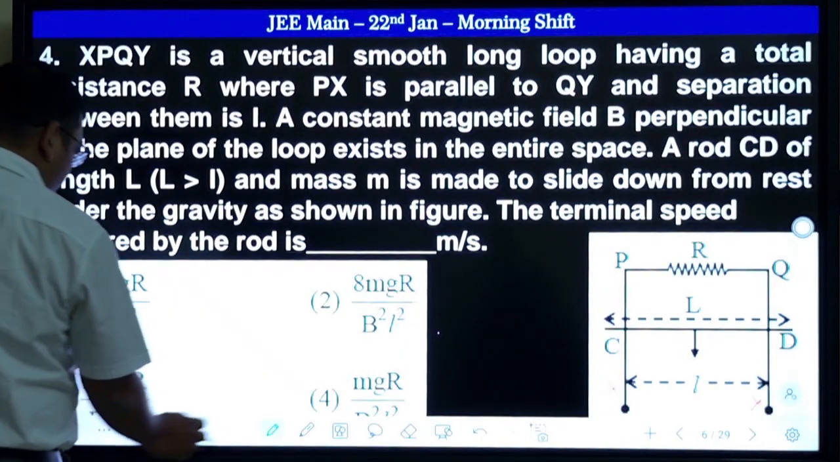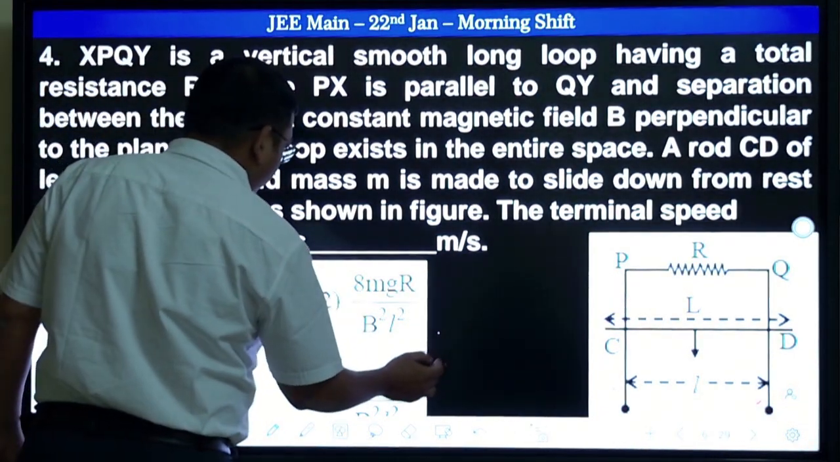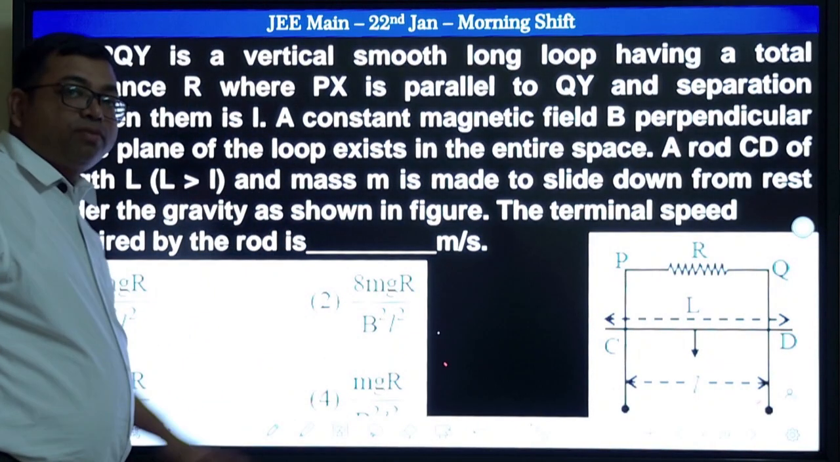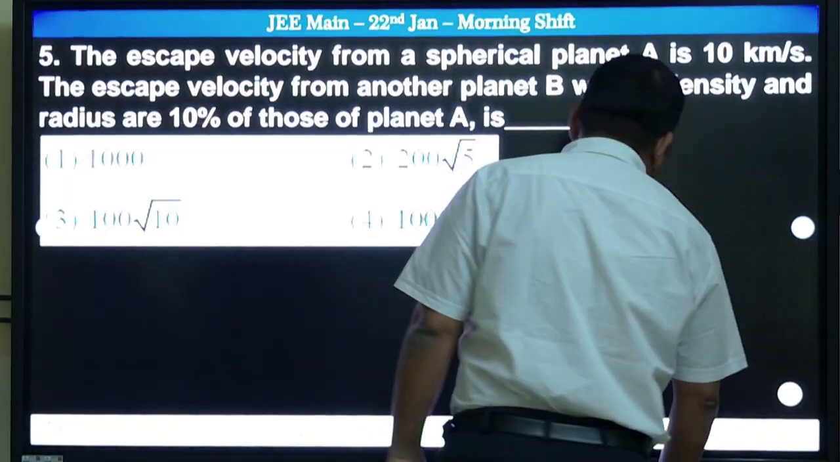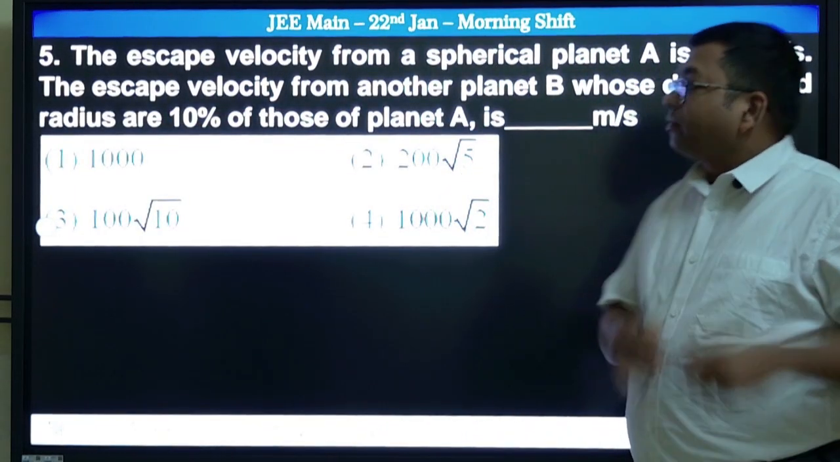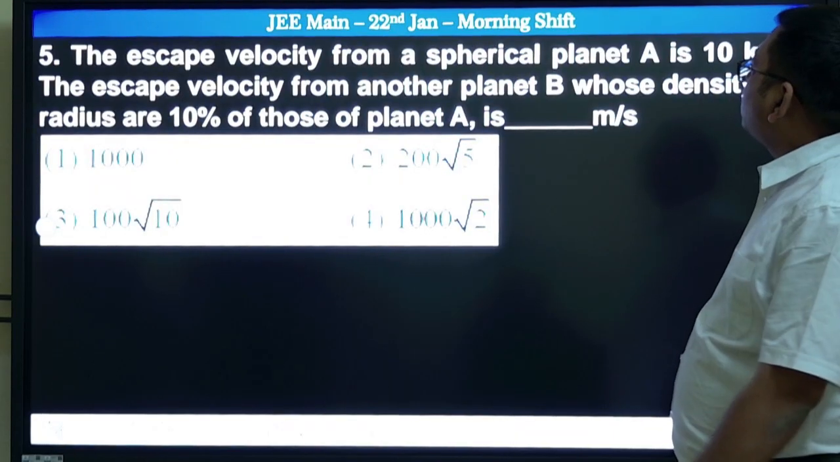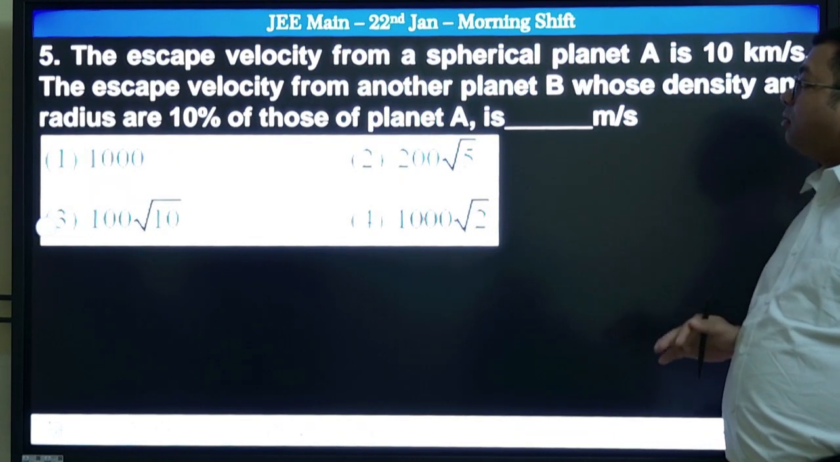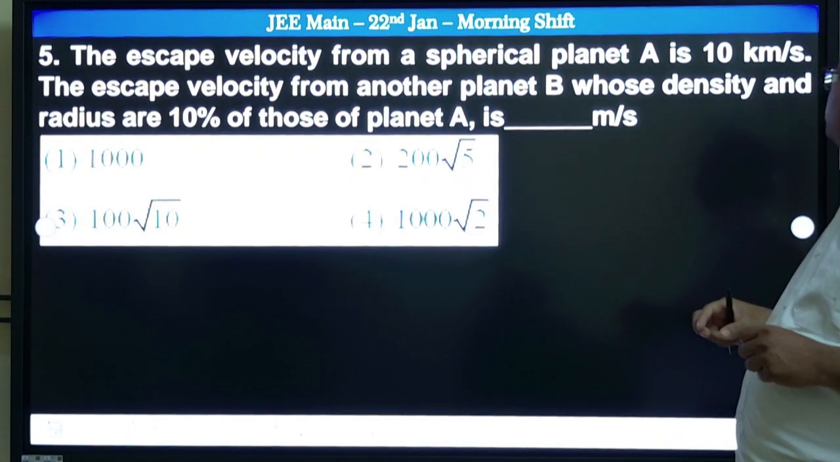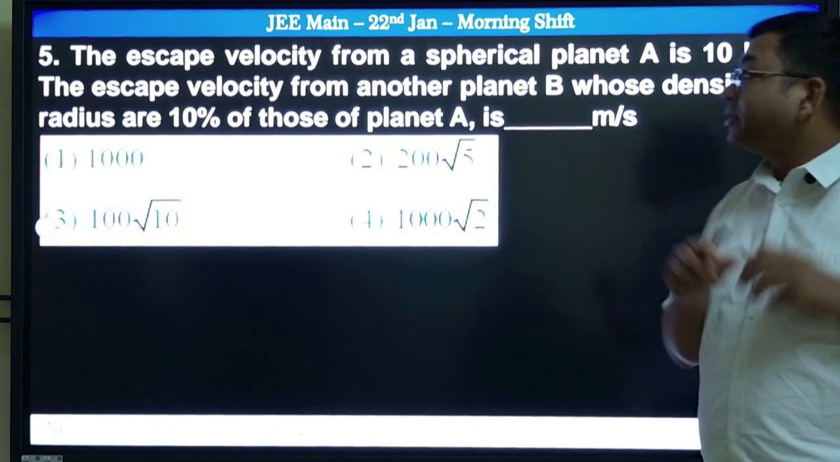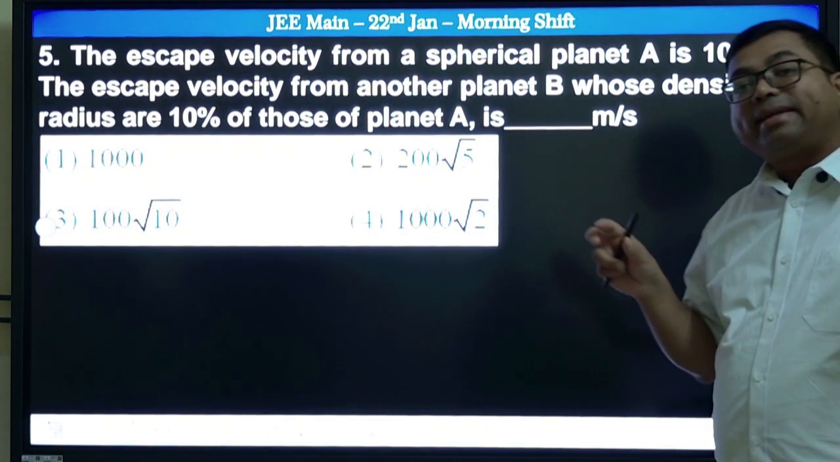L square B square, this is the answer number 4, right? Fine, so let us move to the next question. Question number 5. The escape velocity from a spherical planet A is 10 km per second. The escape velocity from another planet B whose density and radius are 10% of those of planet A is.